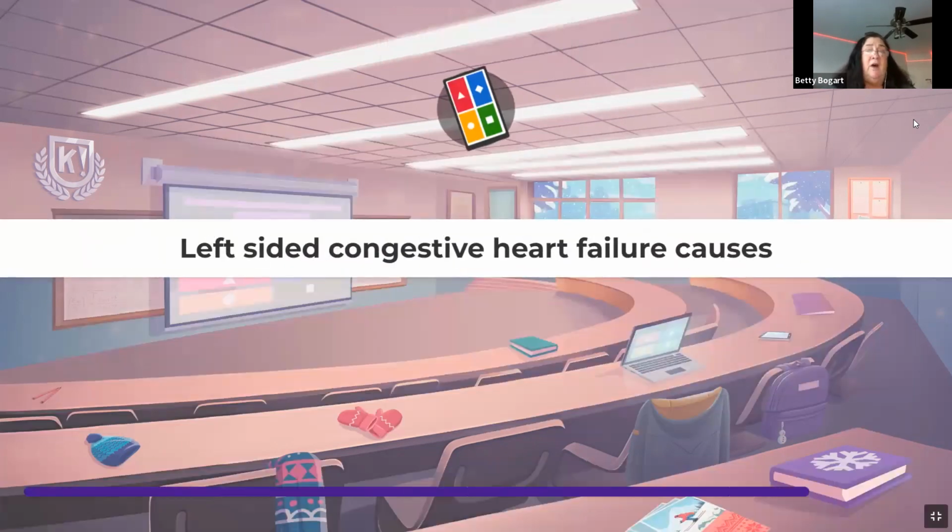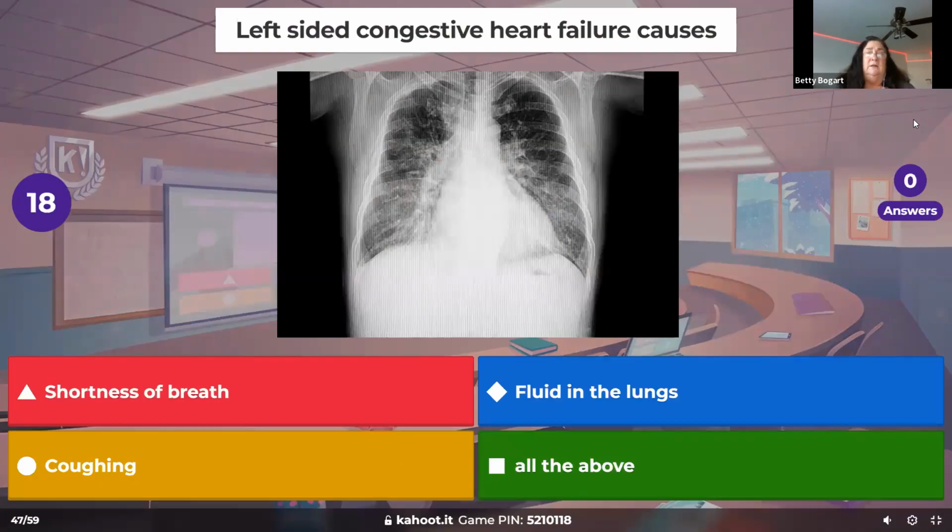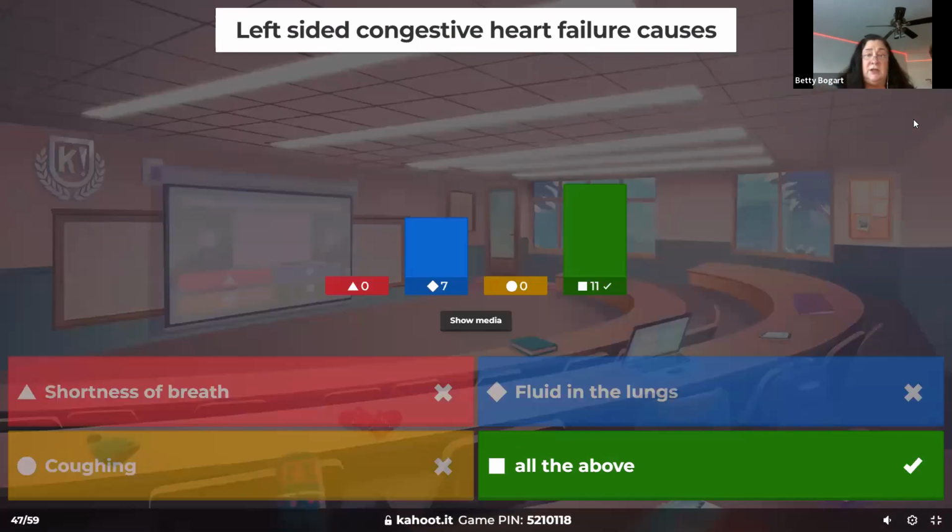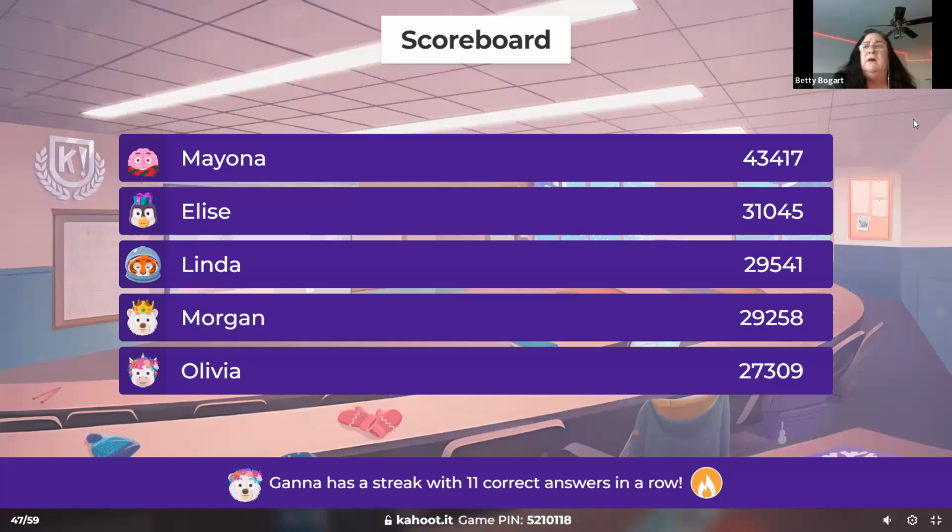Left-sided congestive heart failure causes what? So remember, the left side, kink in the hose, that heart's not working well. What's going to happen? It's just like coarctation. It's all up into the lungs, all of those lung things, shortness of breath, coughing, and fluid. Good.